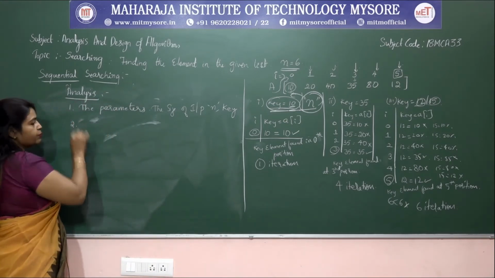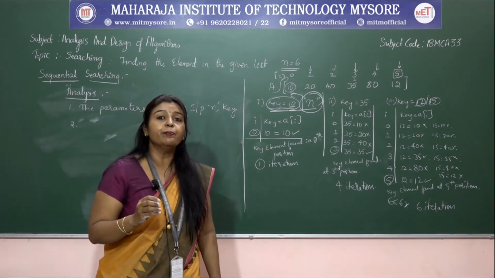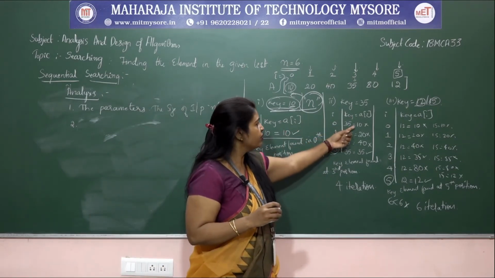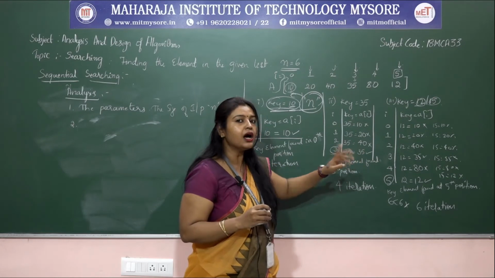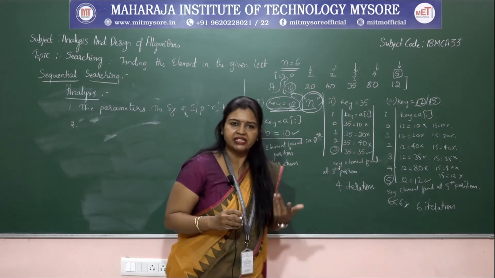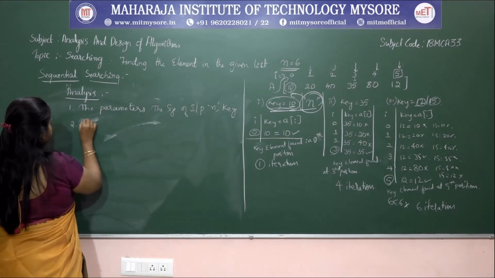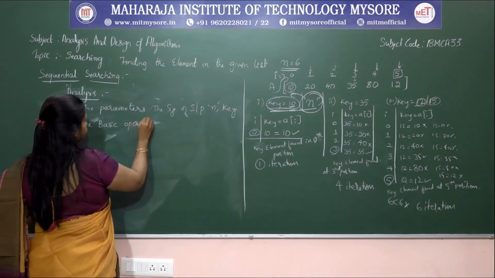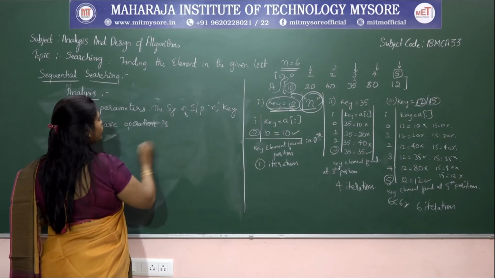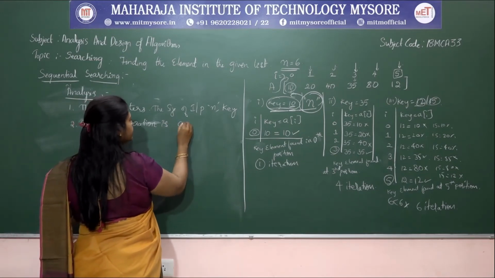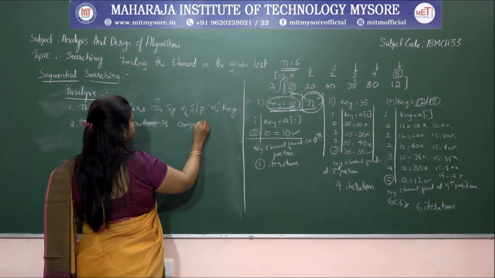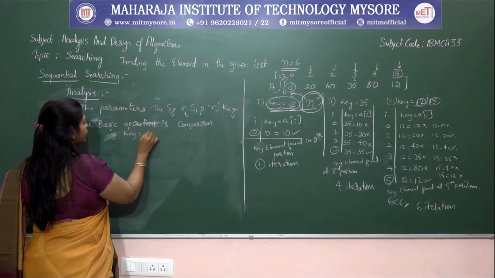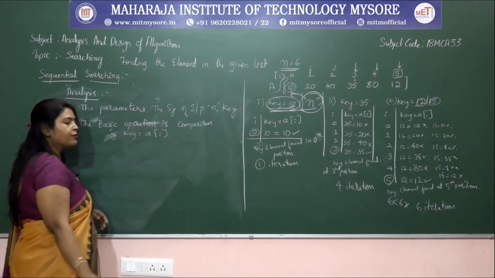Next, what is the second step? In the second step we need to identify the basic operation. So what is the basic operation of this algorithm? Every time, we are comparing the key element with the array element, right? So comparison is our basic operation, or else we can say matching. So the basic operation is comparison. And what is that comparison statement? If key is equal to A of i is the comparison operation.